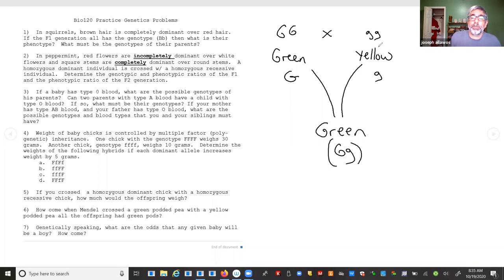Granted, now you might think, well, why couldn't this be heterozygous? Well, if it was heterozygous, it wouldn't be yellow. It would be green, right? So this is likely what you're dealing with here, statistically speaking. And all of the offspring just keep getting this heterozygous condition, and that makes them green.